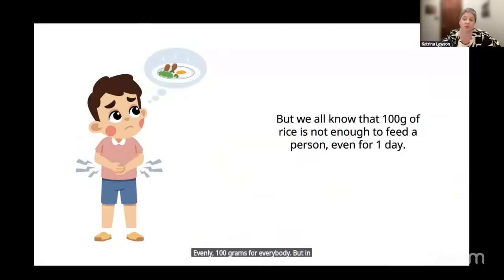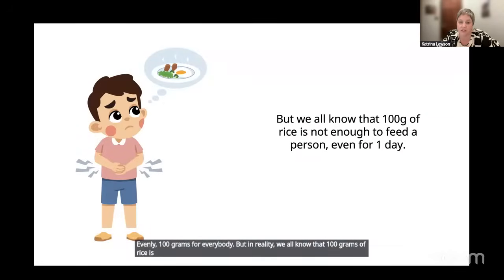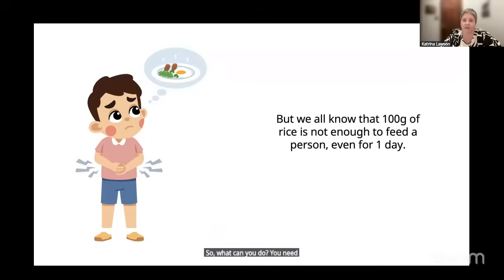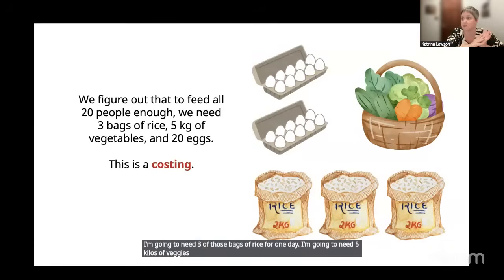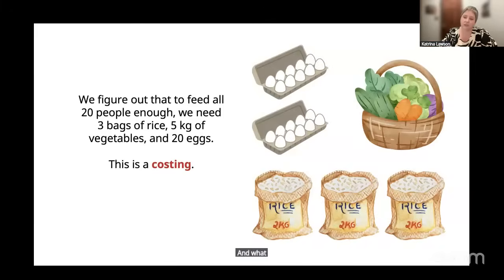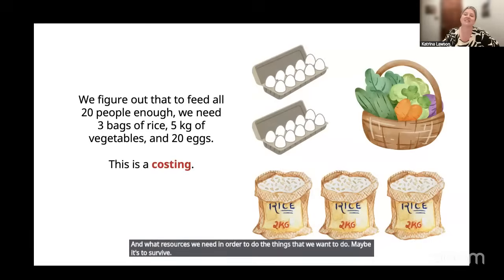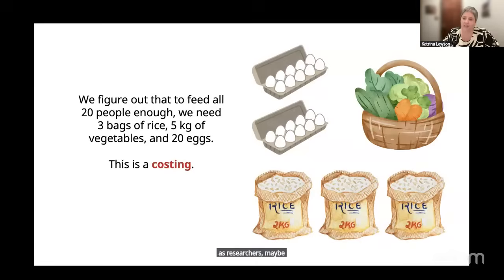But in reality, we all know that 100 grams of rice is not enough to feed a person, not even for one day. So what can you do? You need something different. So this is where we think, well, if I actually need to feed people properly, I'm going to need 3 of those bags of rice for one day. I'm going to need 5 kilos of veggies, and I'm going to need at least 20 eggs, right? So this is what we call costing, where we think about what we actually need and what resources we need in order to do the things that we want to do. Maybe it's to survive as researchers, maybe it's to produce a project or an outcome.